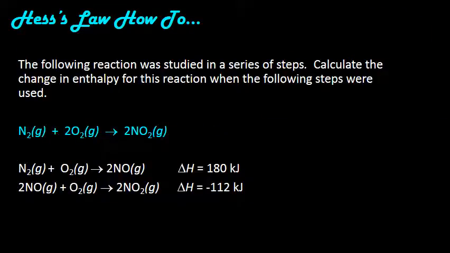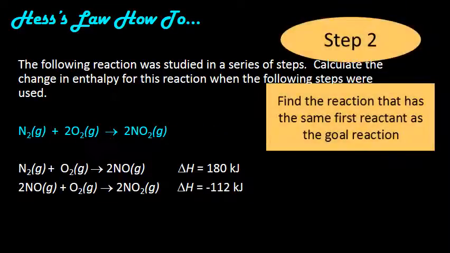The second thing you want to do is find, out of your series of reactions, the one that has the same first reactant as the goal equation. I like to start with this one because they're puzzles. There's more than one way to do these, and there's no right or wrong way. However, I'm going to show you how I do it. It seems to work for me, and it's worked for many of my students.